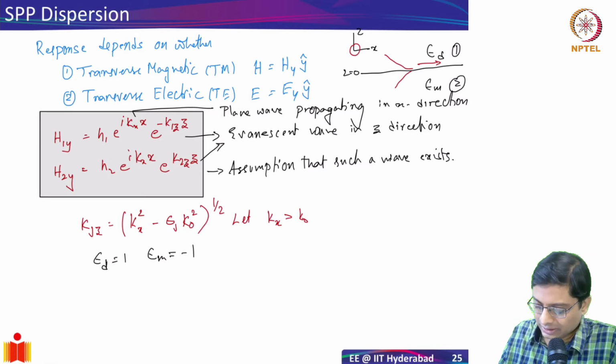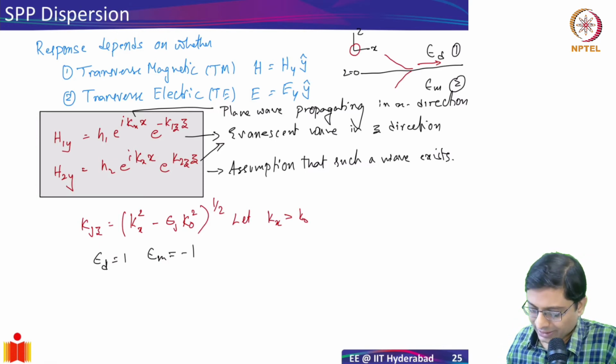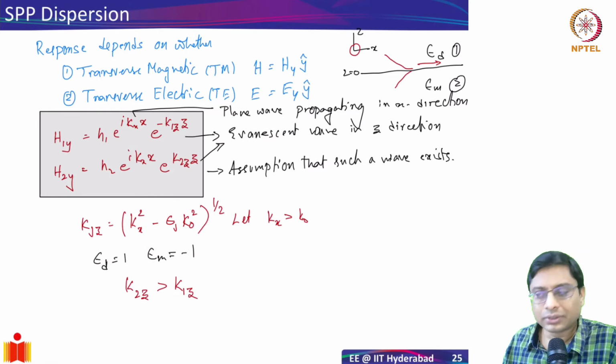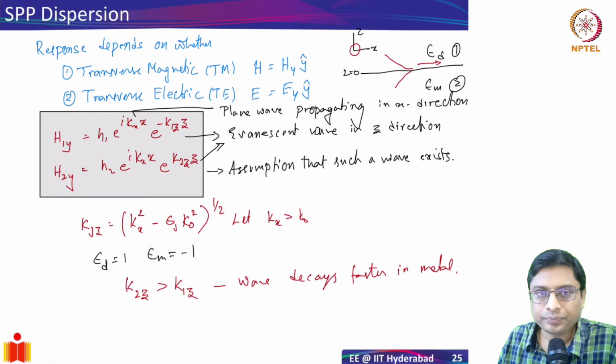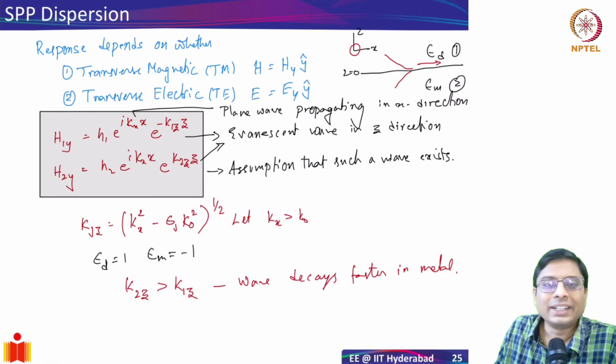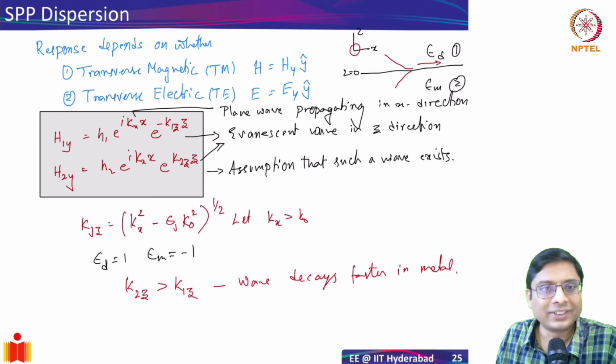If I have this scenario, then I can compute k2z and k1z. Because this is dielectric, my k2z is going to be smaller. But if you have a metal, the negative epsilon essentially adds up. So you will see that k2z is greater than k1z. This means that the wave decays faster in metal. That's it. We have not really done any derivation so far. We just said that such a wave exists and this is the property.